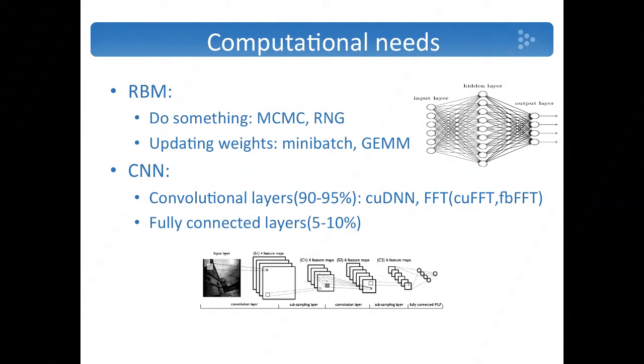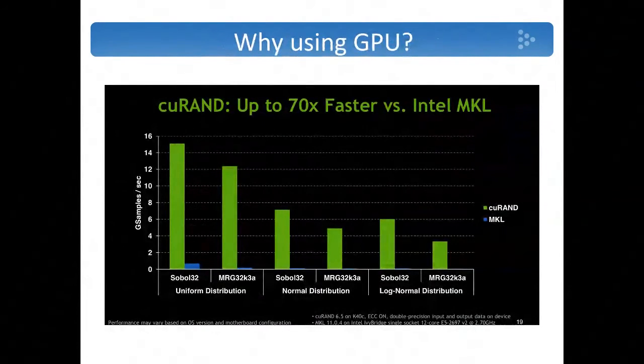The other layers are called fully connected layers, but they cost only a small amount of time, so we just ignore them and focus on the convolutional layers here. I will show you some benchmarks about random number generation, matrix multiplication, cuDNN, and also the FFT. All these benchmarks lead us to the GPU, not the CPU. Okay, so why use the GPU?